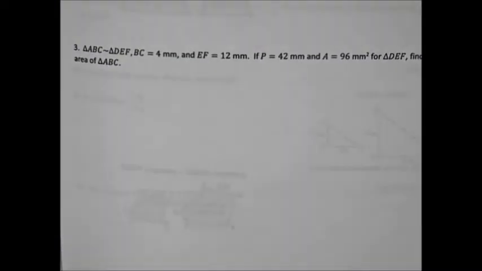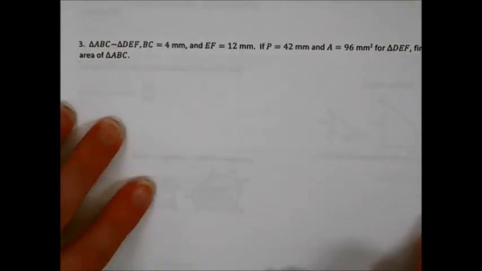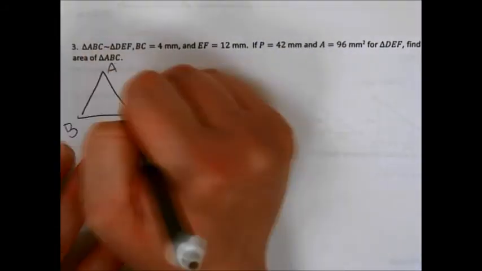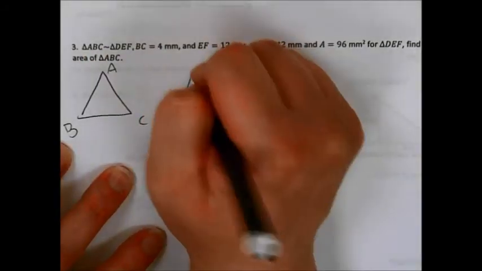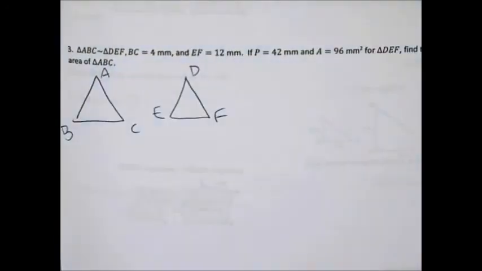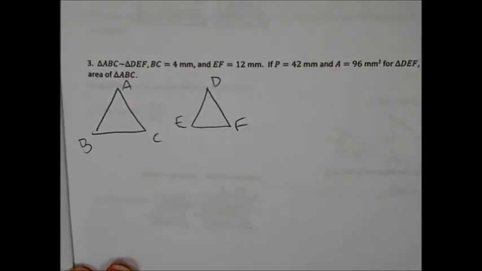So let's take a look at example 3 then. This time, the only difference is that we are not given a picture for this one, so we're going to have to kind of improvise here. So I'm going to draw one real fast. ABC is going to be similar to DEF, and it doesn't matter how long the sides are or anything like that, because I just need to get a picture in my head of what's going on. So these two triangles are similar to each other.